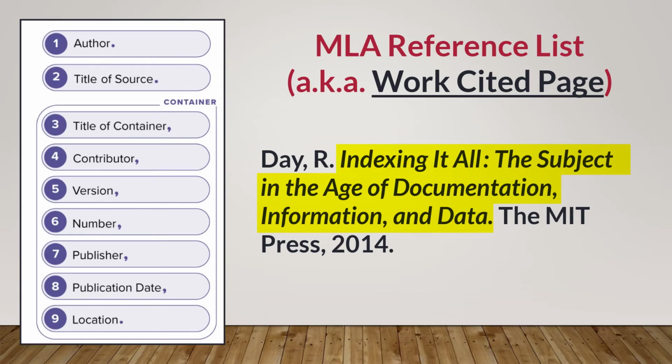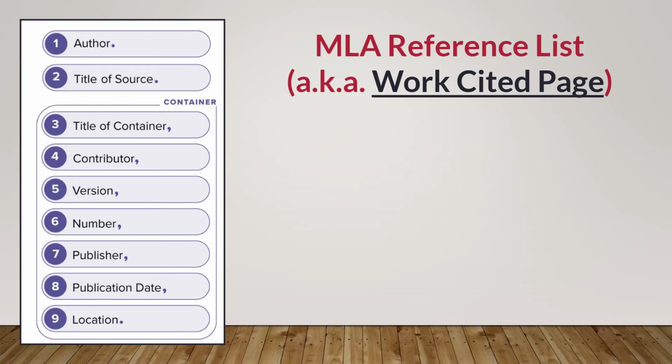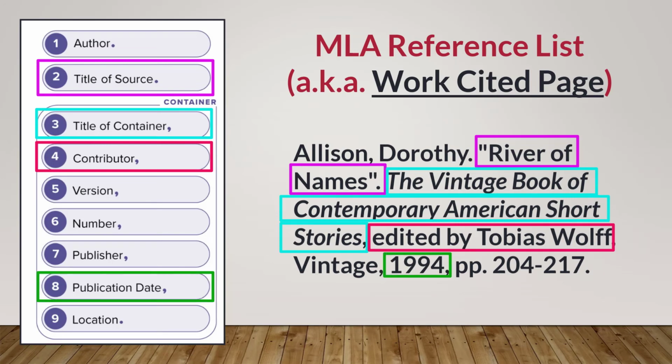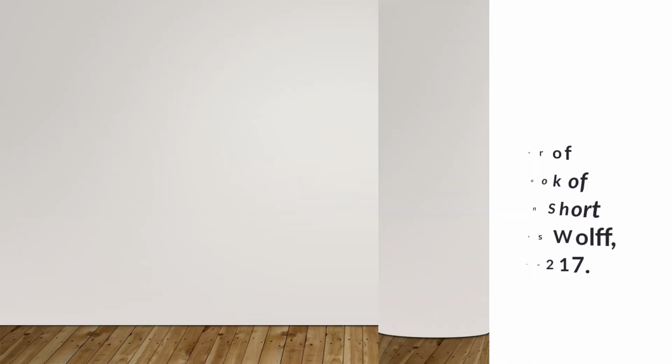Here's an example of a citation that does include a container. The source is the title, the container is the book the work was published in, then contributors, the publication date and location, which in this case is a page range showing where the short story is located in the book.